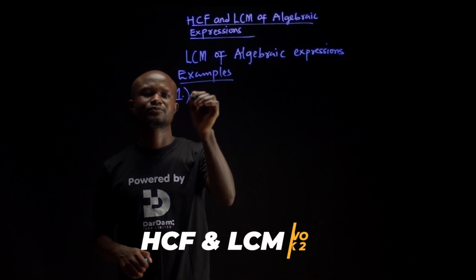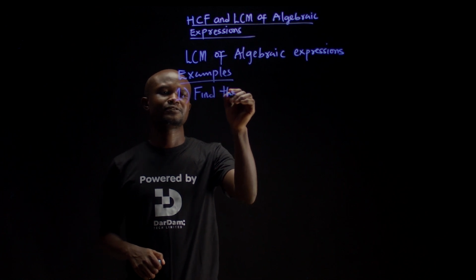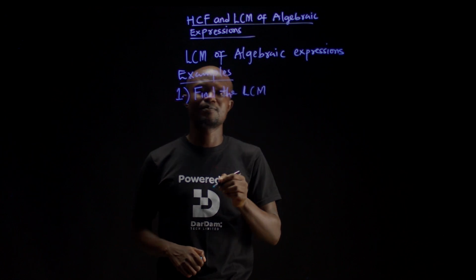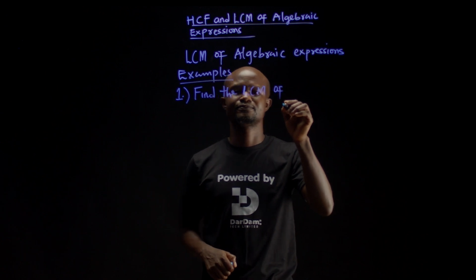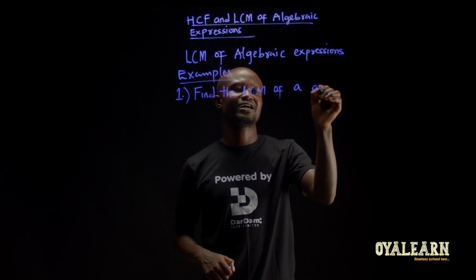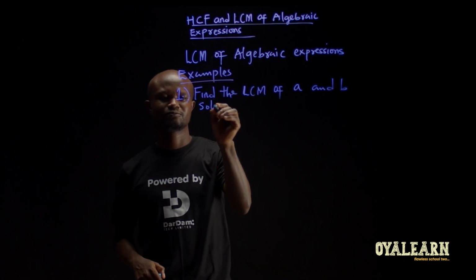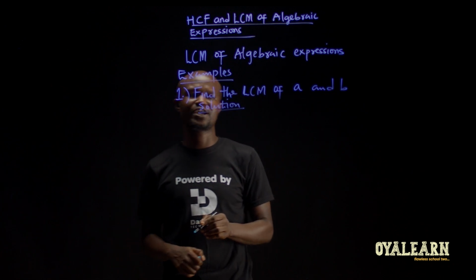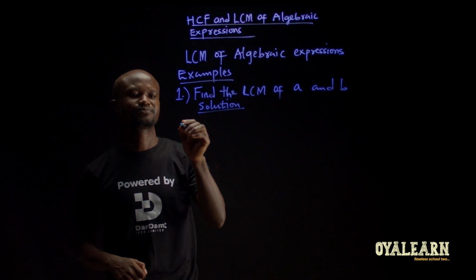One, find the LCM, that is lowest common multiple, of A and B. Solution. Find the LCM of A and B, that is the lowest common multiple of A and B.